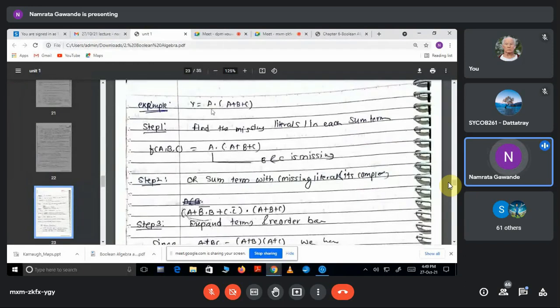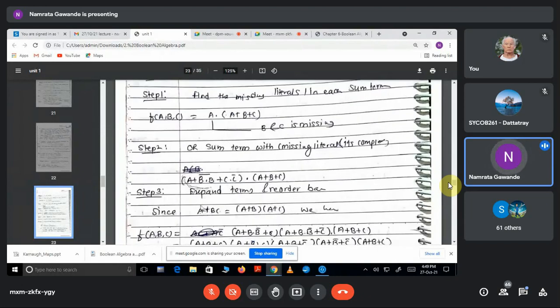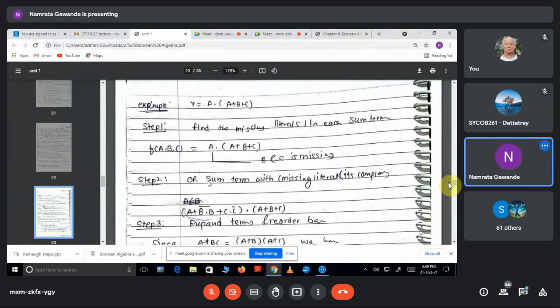Okay, now another example is given in the same way. Two literals are absent, B and C. Same example in POS form, the previous expression, A dot A plus B plus C. Now here all three literals are present, but here two are missing. So what can you do? A plus B bar dot B, right? Plus C dot C bar. So B is missing and C is missing.